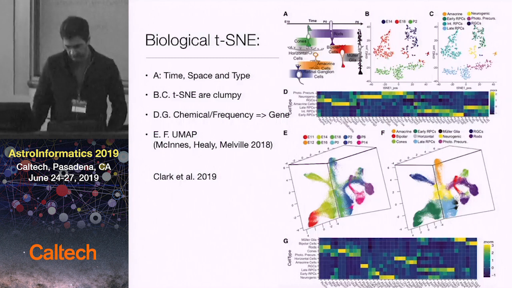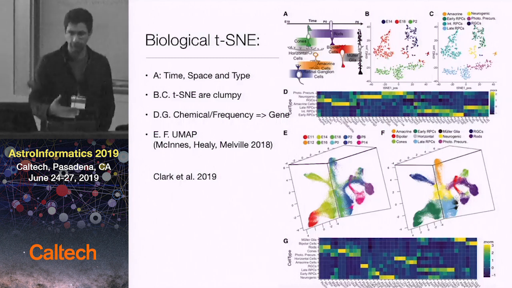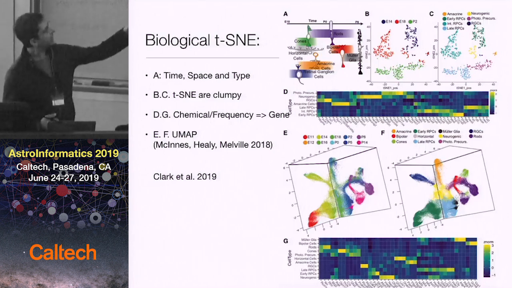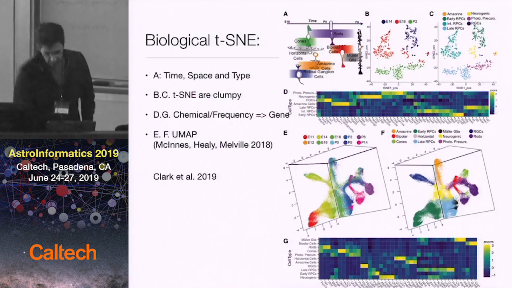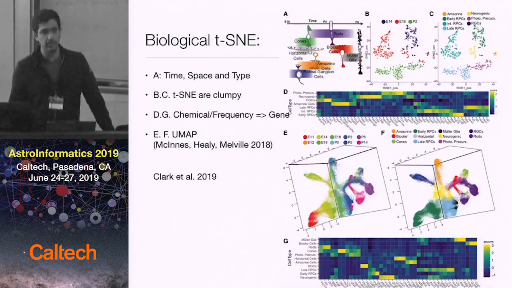So first of all, this data set was collected over a period of time. So this is really a time series. And you can see this in plot B, I think, just to the right of plot A. That's a t-SNE, and the points are colored by time.